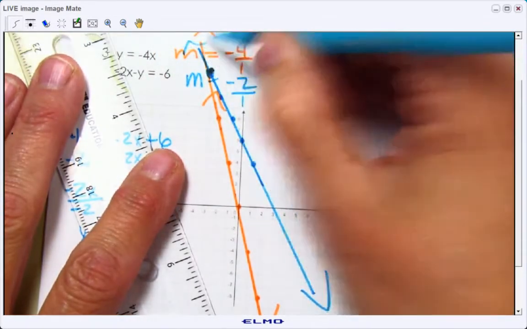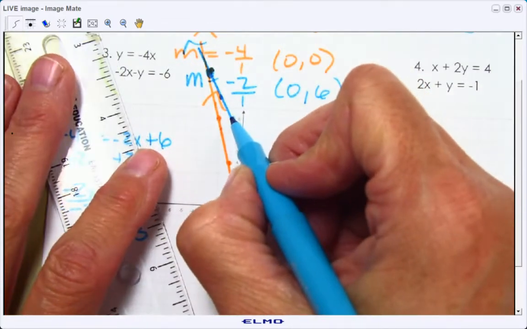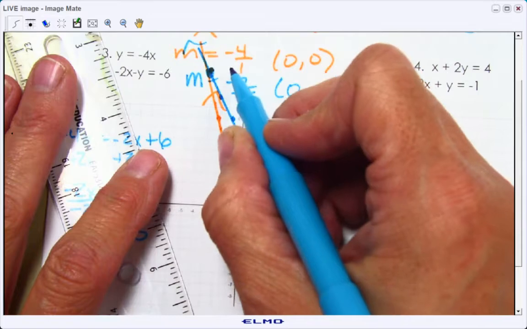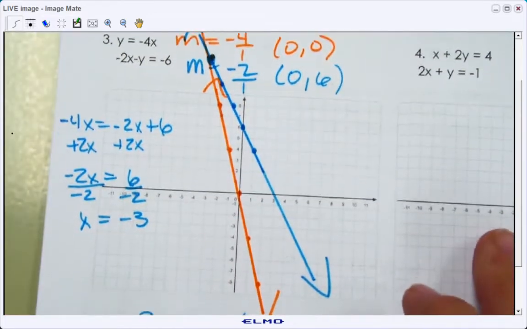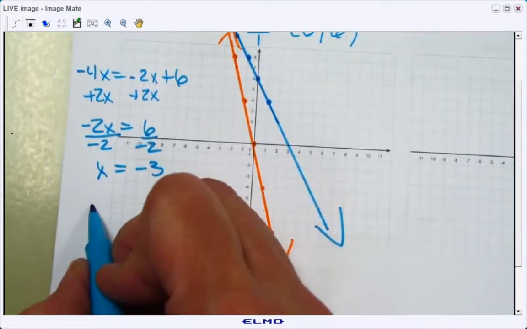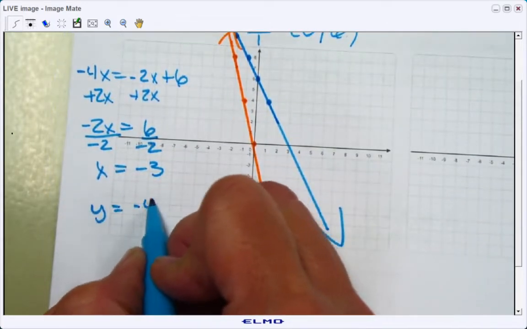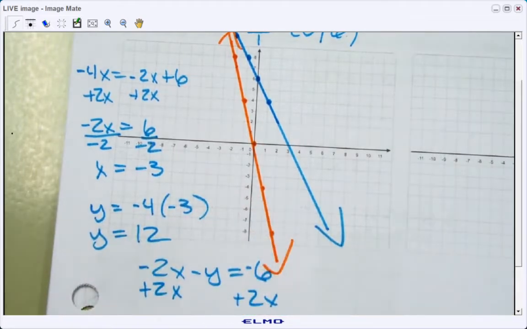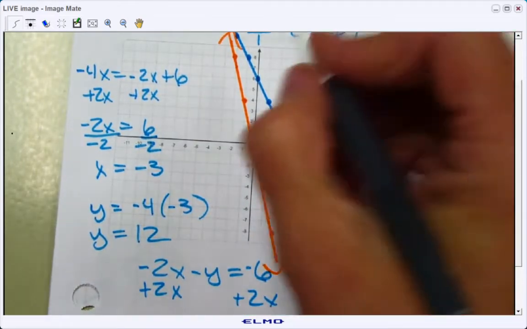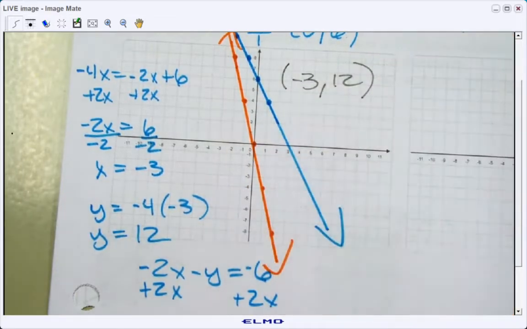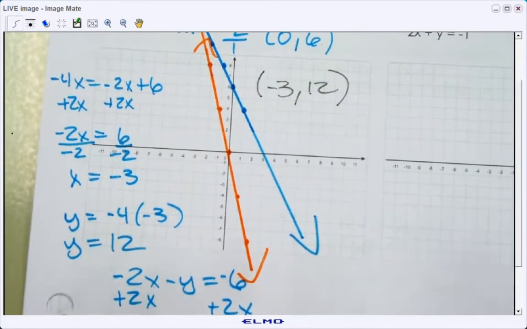So let's see. I would have gone up 1, 2, so that would have been 9, 10, 11, 12. So I think it's going to be negative 3 or 12, but let's plug it back in and see. So y equals negative 4 times negative 3. Look at that. It came out to 12. So even though I did a very poor job at picking a graph that works, that is what the intersection should be.